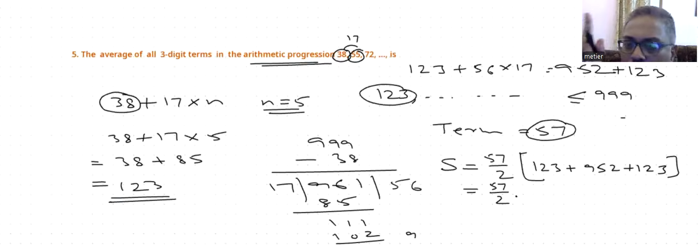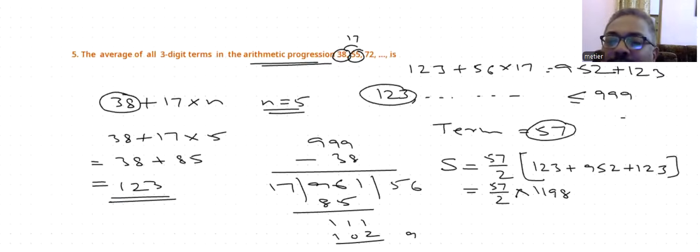We need not to multiply by that. We need the average, right? So let's go with that. 123 plus 123 plus 952. It is coming as 57 by 2 into 1198.